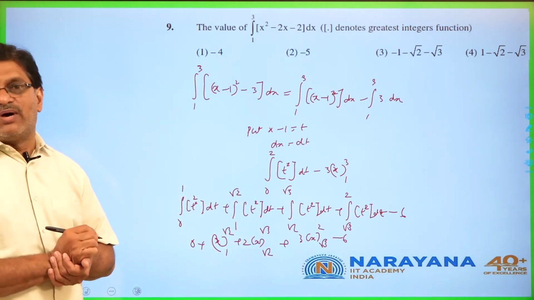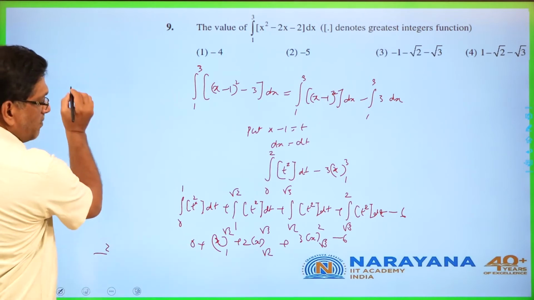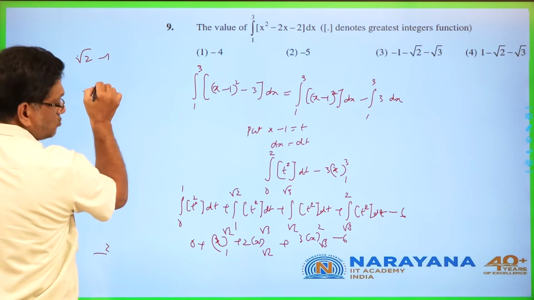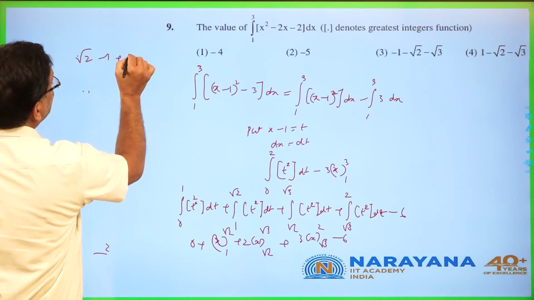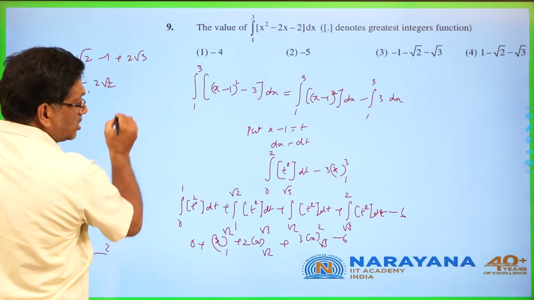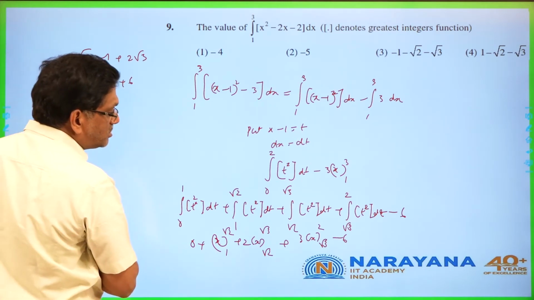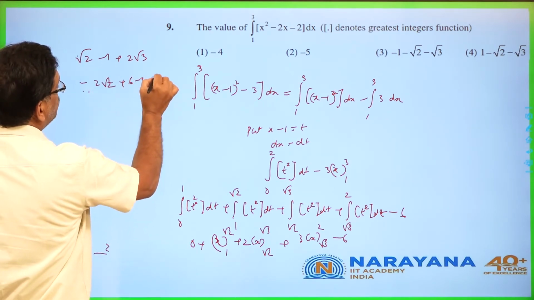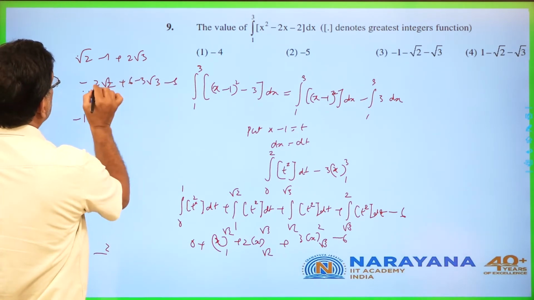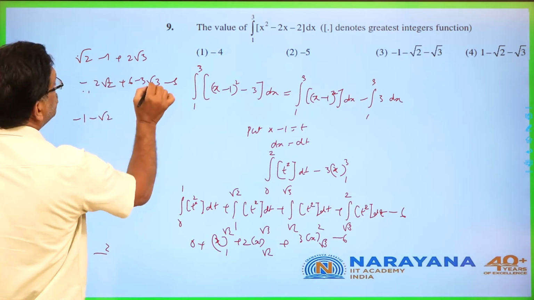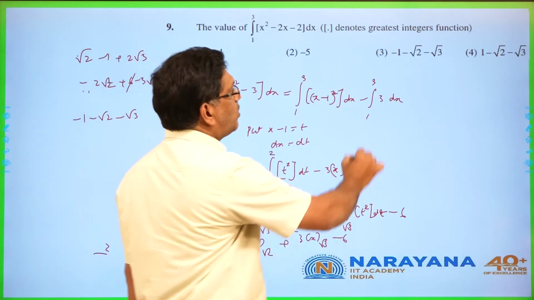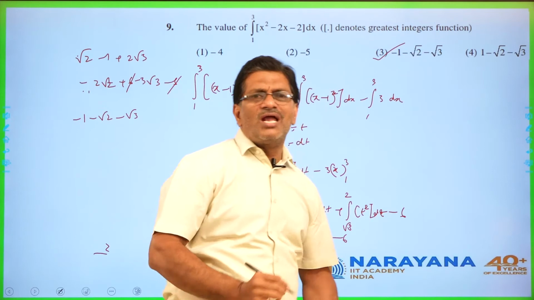Let us simplify this one. If you apply the limits, it is root 2 minus 1 plus 2 into root 3 minus 2 root 2. Next, 3 into 2, 6, right? Minus 3 root 3 minus 6. So, it is minus 1. Now, minus 2 root 2 plus root 2 minus root 2 minus root 3, and 6 we can cancel. All are negative. We can solve like this.